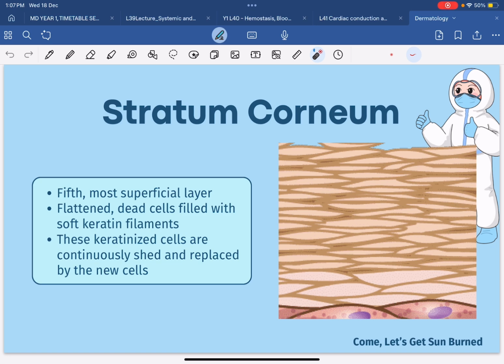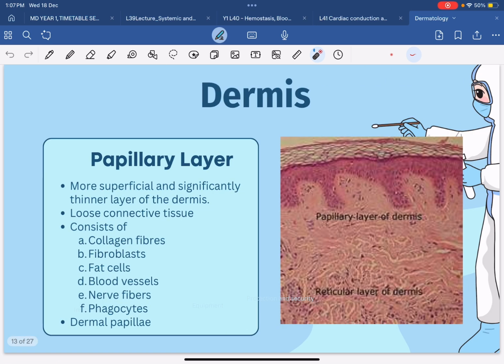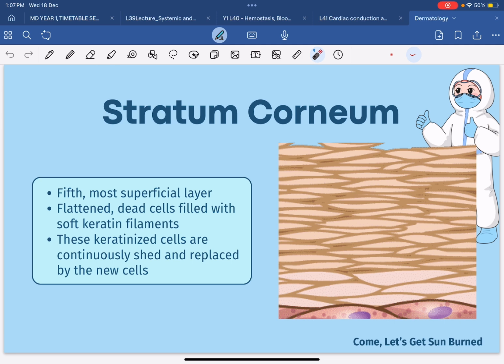It seems we are required to memorize these five layers, so I have an idea for you all to remember them: "Come, let's get sunburns." Corneum represents "come", lucidum represents "let's", granulosum represents "get", spinosum represents "sun", and basale represents "burns".